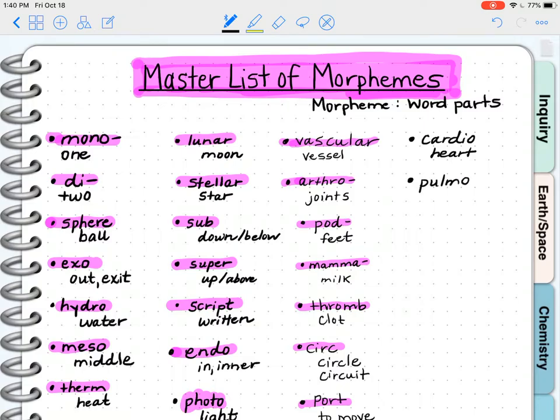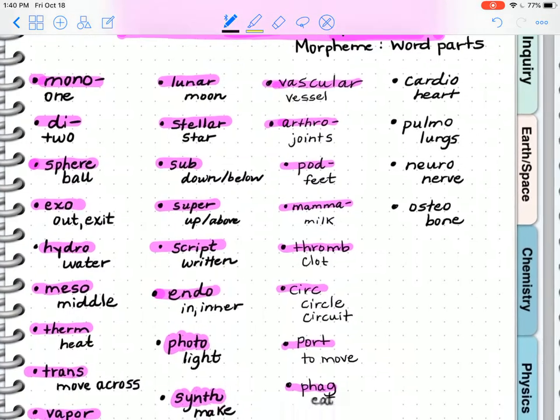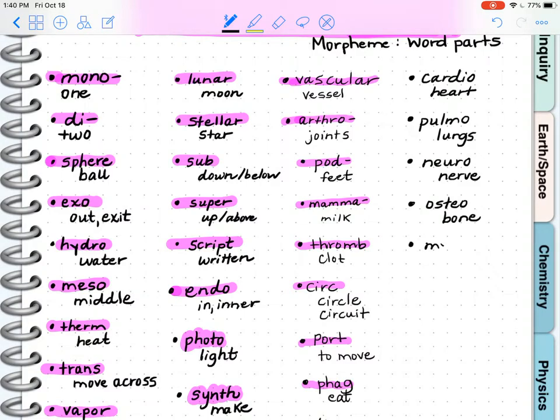Pulmo is lung, or lungs. Pulmonary is lungs. Neuro is nerve. Osteo is bone. Myo is muscle. I thought of another one and it left me just that fast. Neuropulmonary, cardio, onco. Onco is cancer. Treatment of cancer.